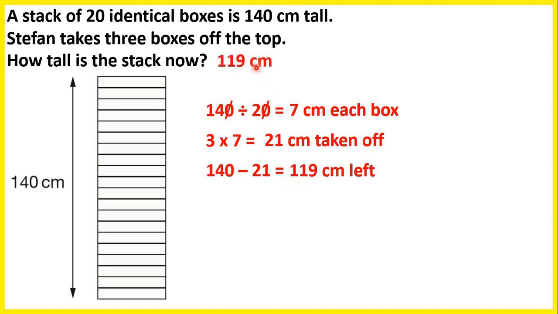The other way would be to work out that if he's taken 3 boxes off the top, he now has 17 boxes, because 20 minus 3 is 17. And if we know that each box is 7 centimeters, we can multiply 17, so the number of boxes he has left, by 7, and that will give us 119.